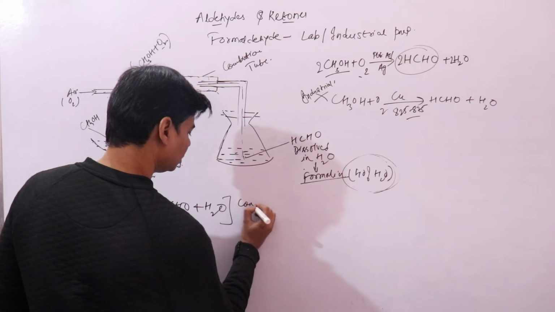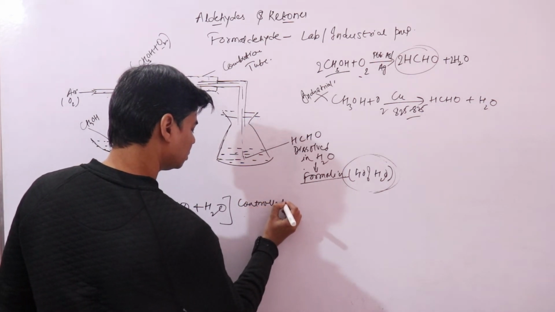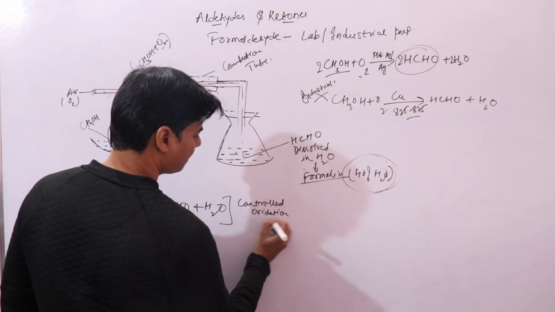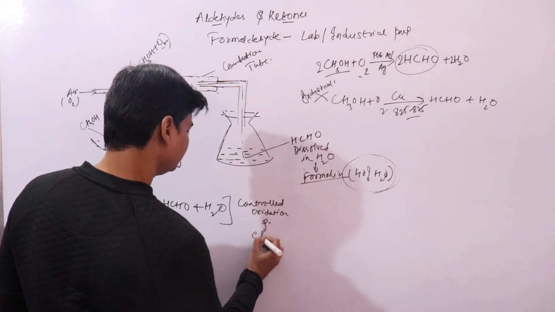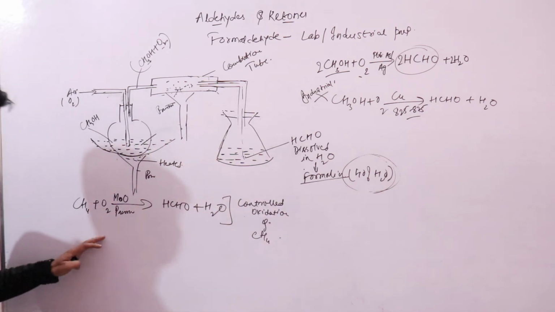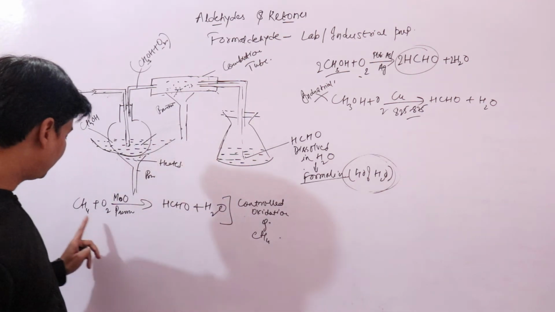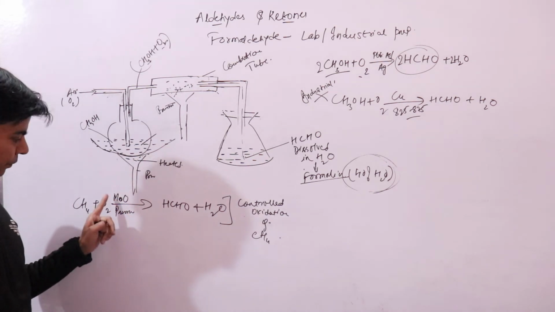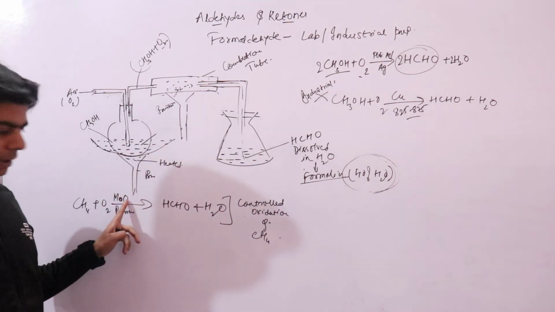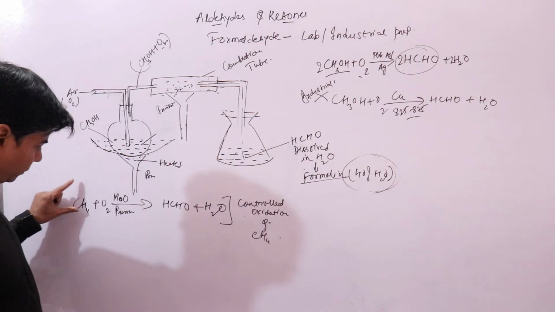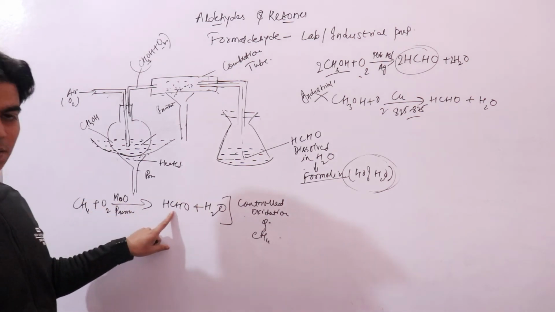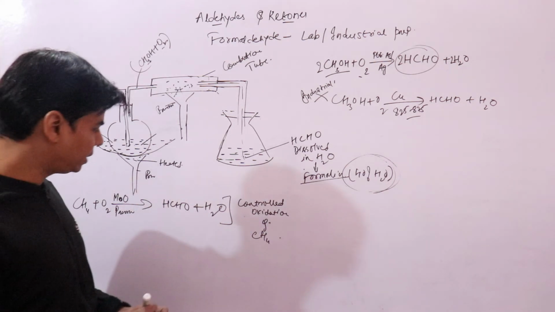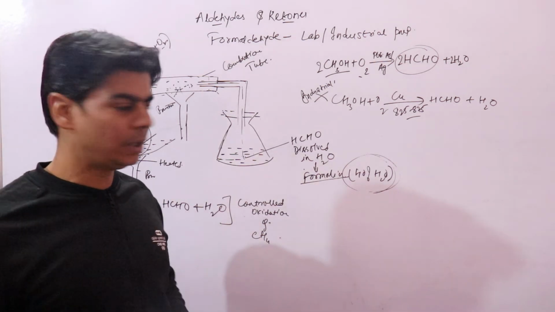This is your controlled oxidation of methane. This is also your industrial preparation where methane gas is oxidized under pressure using molybdenum oxide catalyst, where this methane will get oxidized into your formaldehyde. So these are two industrial methods for the preparation of formaldehyde.